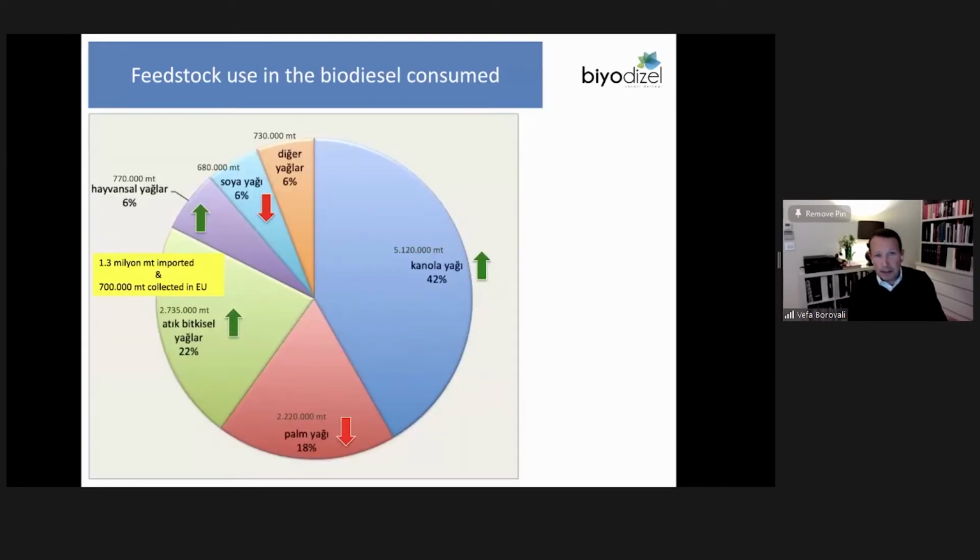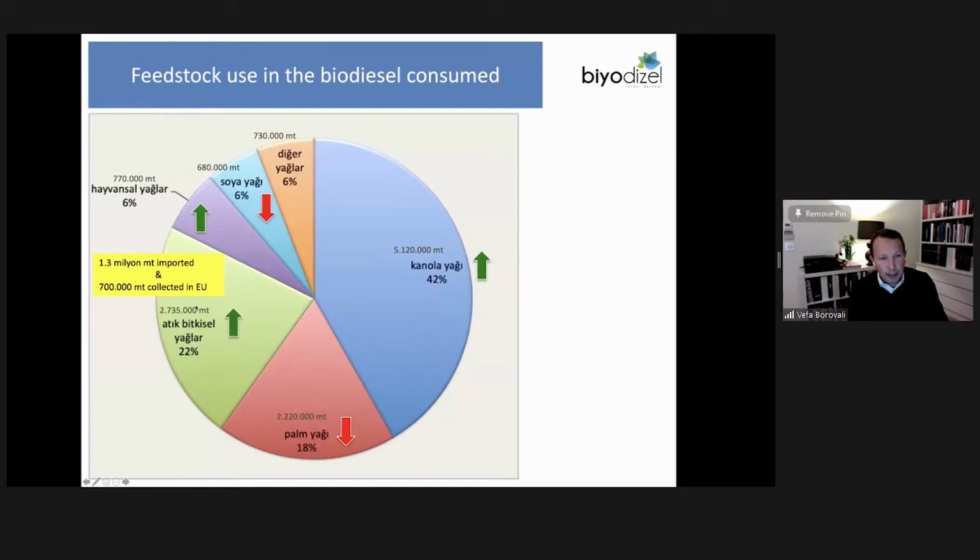And this is roughly telling us what type of feedstock is used in the European Union. Don't worry, I'm going to translate them into Turkish. The majority is coming from rapeseed oil, the canola, as we call it in Turkish. More than 40%, and the quantity is not decreasing, it is increasing. Palm oil is decreasing. We see less and less palm oil being used in consumption, not in production. This is the consumption figures of the European Union.